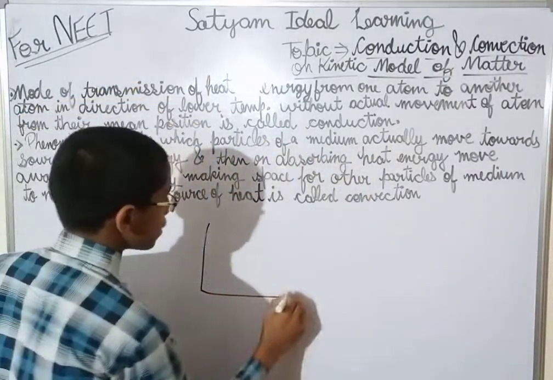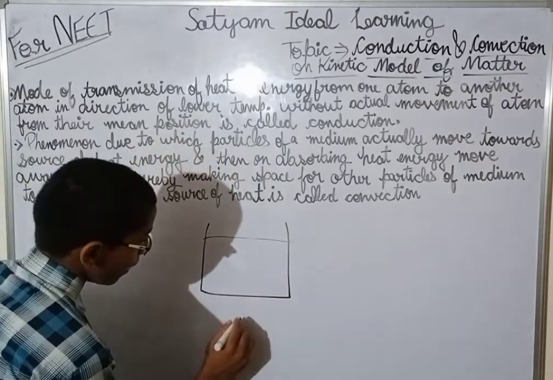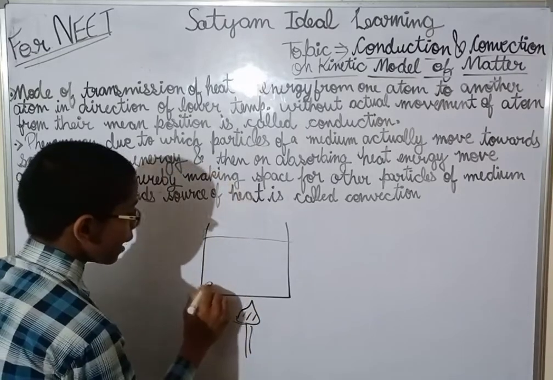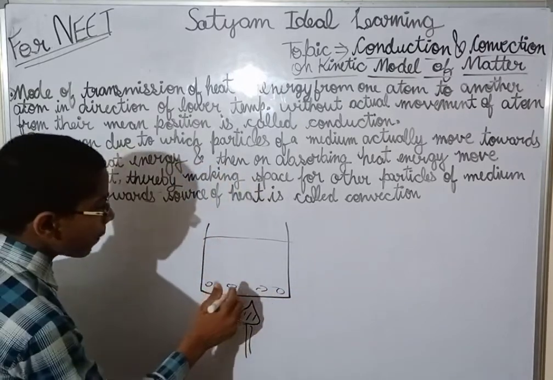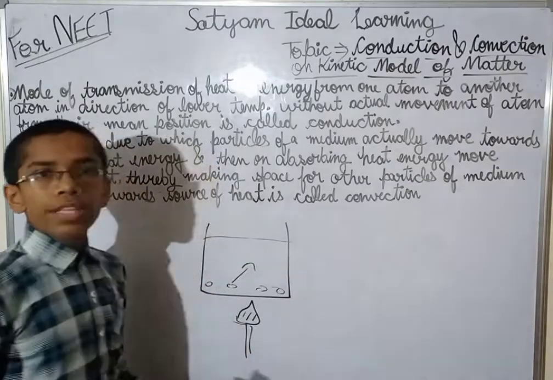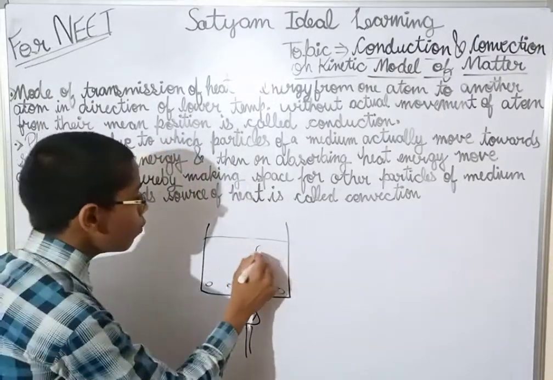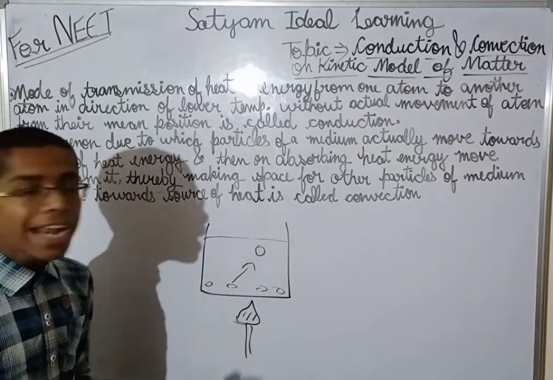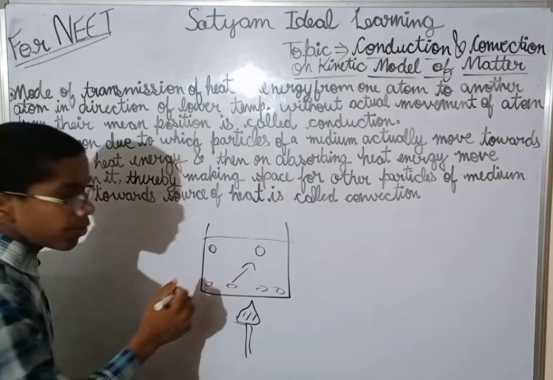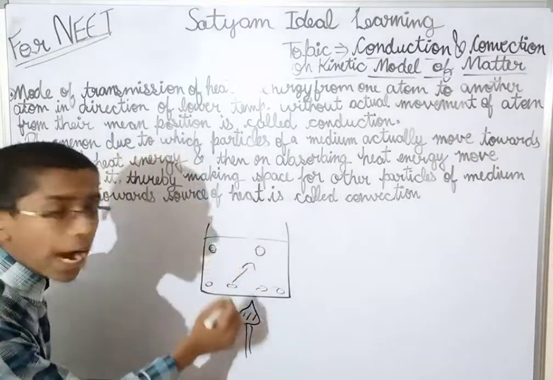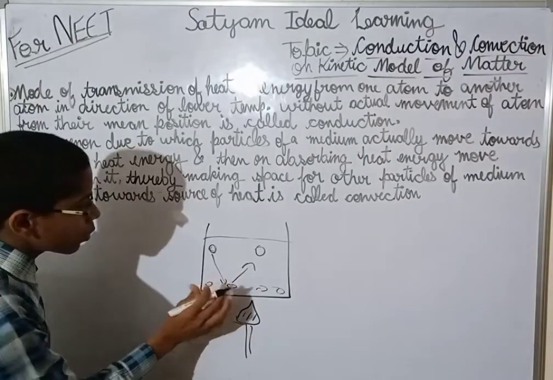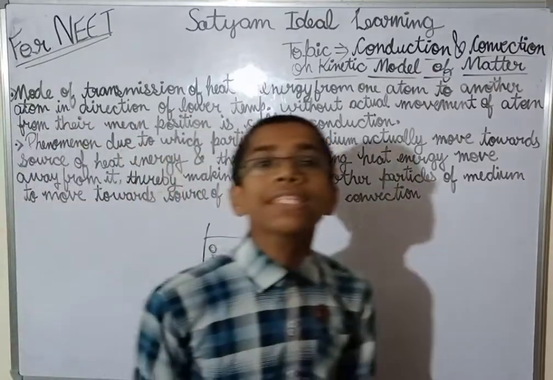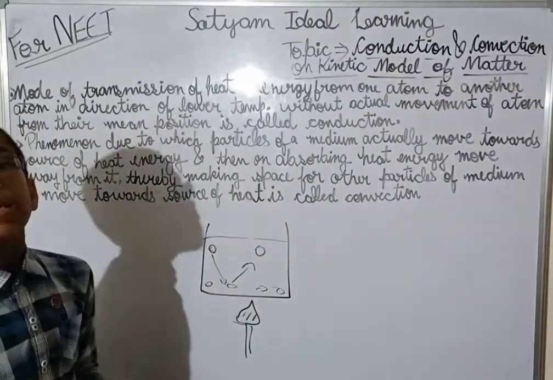Like see, this is a vessel and this is the level of water, and we are providing the flame from here, and these are the molecules. On gaining the heat energy, these molecules will rise upward. They will move away from the source of heat, and then there is very low pressure, and to equalize this pressure, the molecules from the colder region will come here, will sink down. This is happening, and that is known as convection currents.